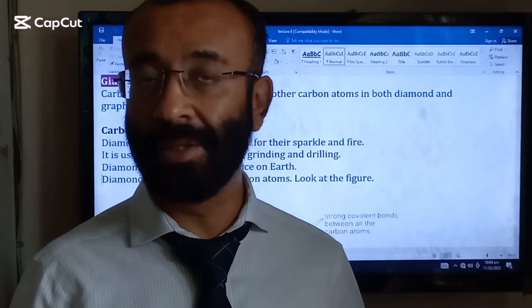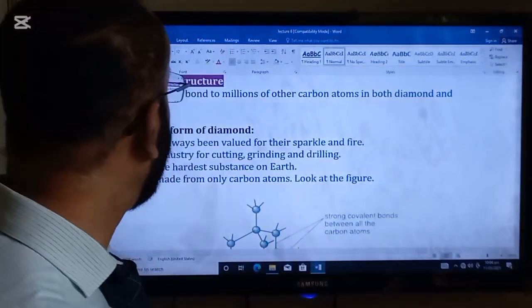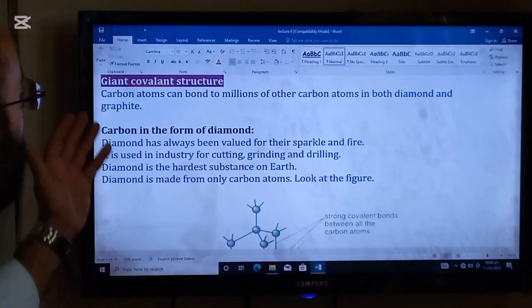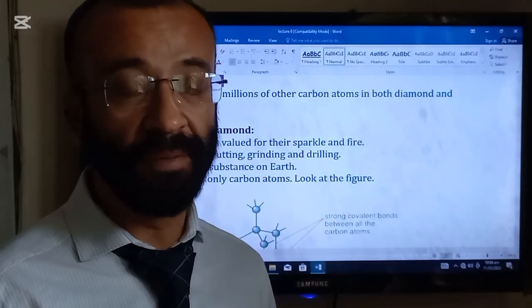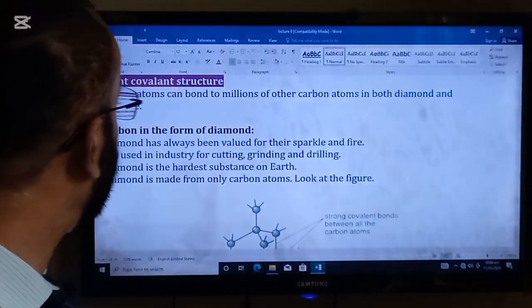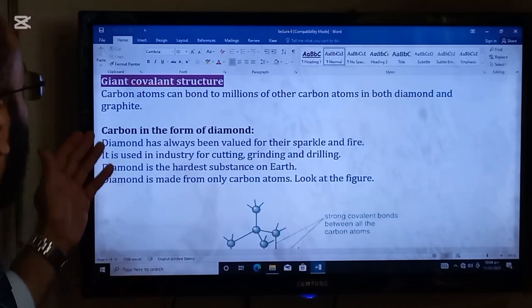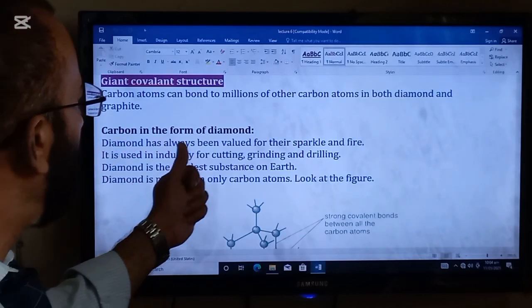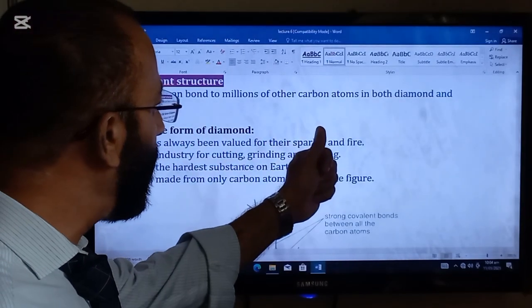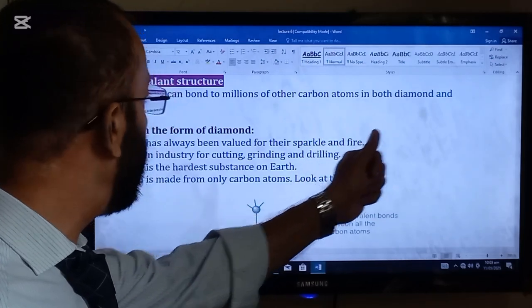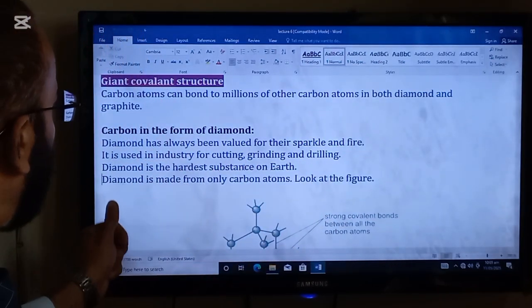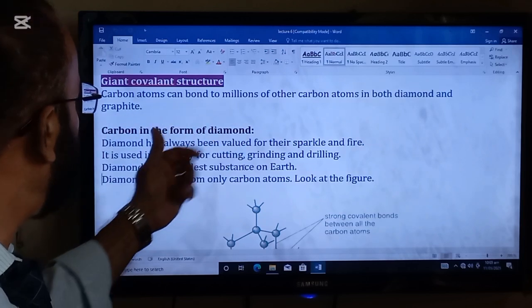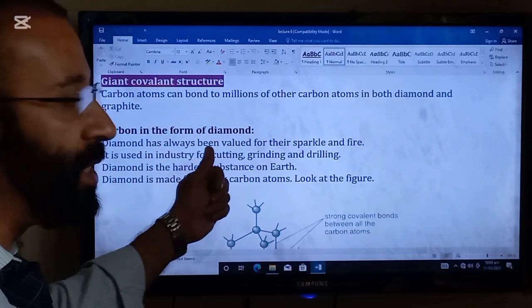Good morning, students. Today we are going to read a very important topic in chemistry, that is giant covalent structure. So concentrate yourself. This is a very important topic. We are going to start. Carbon atoms can bond to millions of other carbon atoms in both diamond and graphite. The first topic in giant covalent structure, we are going to read, is carbon in the form of diamond.